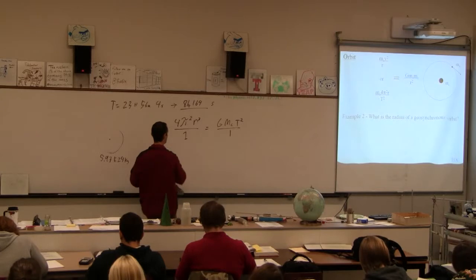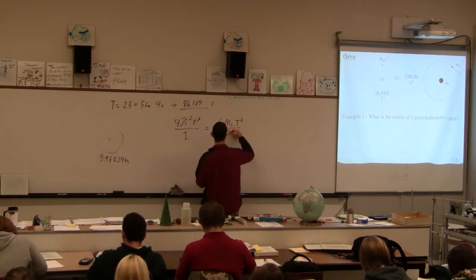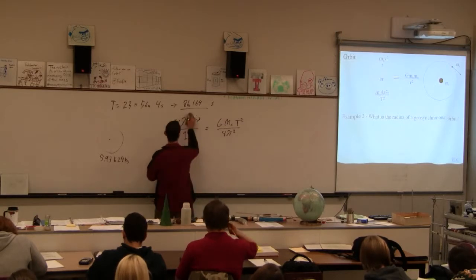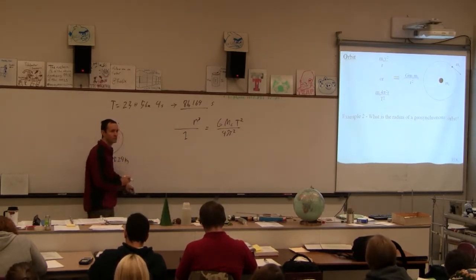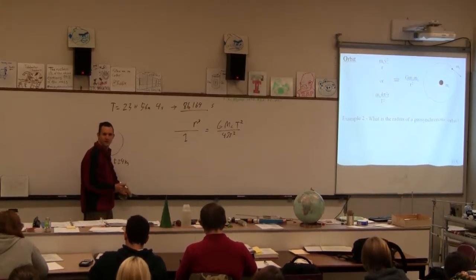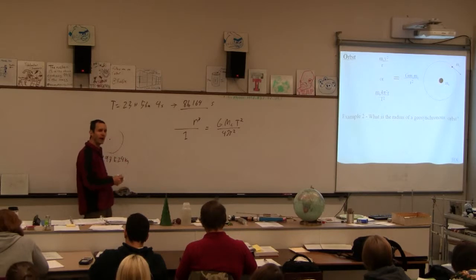Don't you love it when people do algebra that way? Can't I take the 4 pi squared and put it down here? And now I'm set, right? I've got r on the top and alone. Do you do math that way? Hopefully you can be a little faster than cross multiply and then divide.